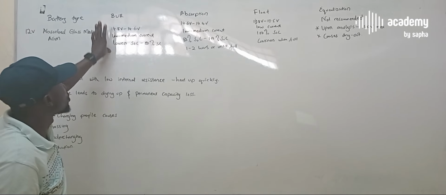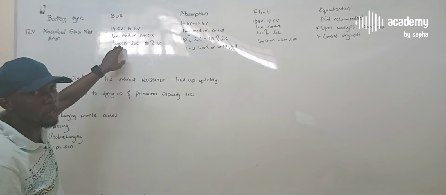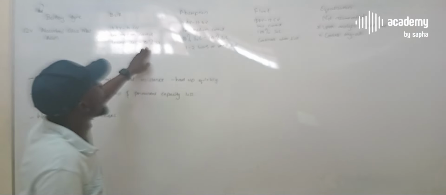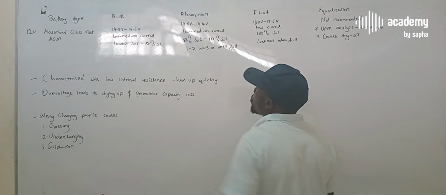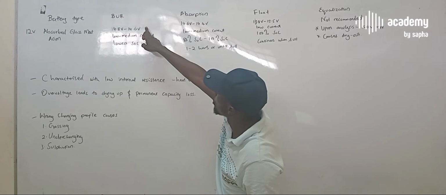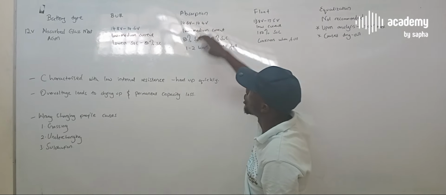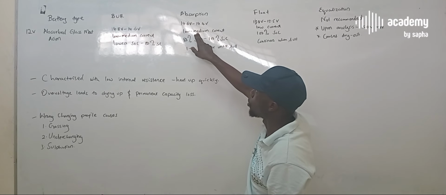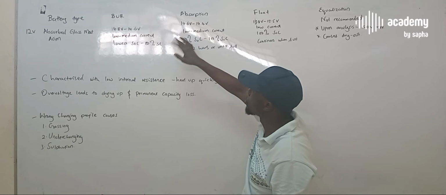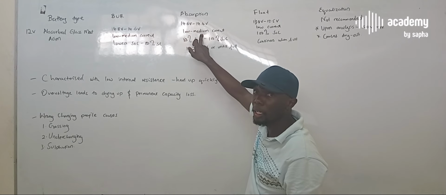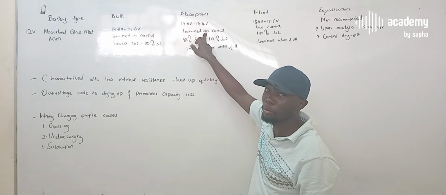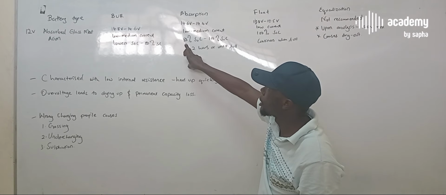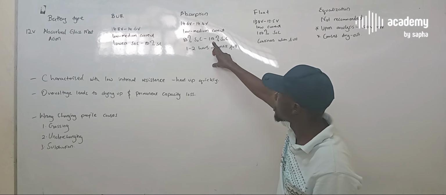For the bulk stage, you can utilize it when the battery is at its lowest SOC up to at least 80% state of charge. And then from this stage, we move to the absorption stage. At this stage, we lower the voltage from 14.6 to around 14.4 volts. Again, we use low to medium current, and this information will be available from the manufacturer. We'll use the absorption stage to push the battery from 80% SOC to 100% SOC.